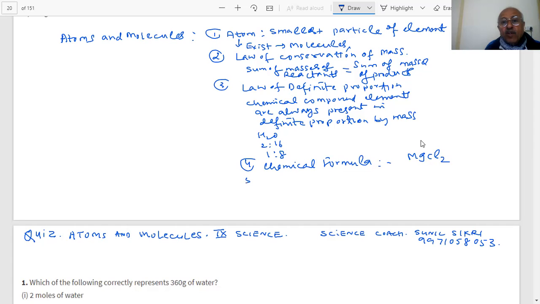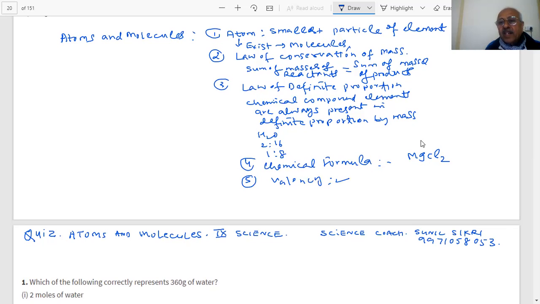And we told you that valency is the combining capacity of the elements. So by knowing the valency of the different ions, we can write the chemical formula. This we learned. And for ionic compounds, the charge on each ion is also used to determine the chemical formula of the compound.